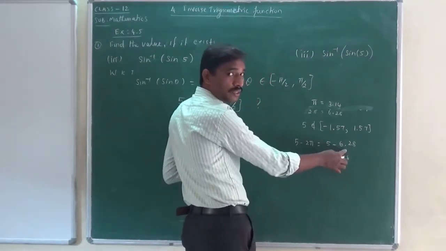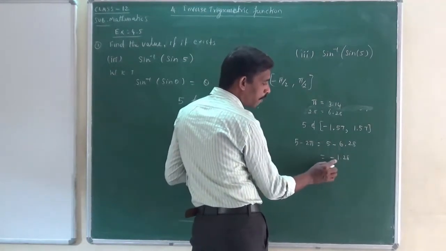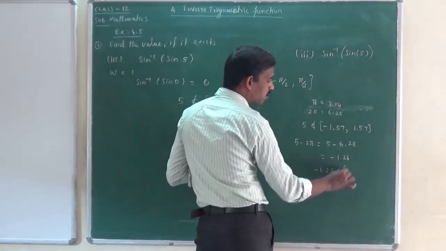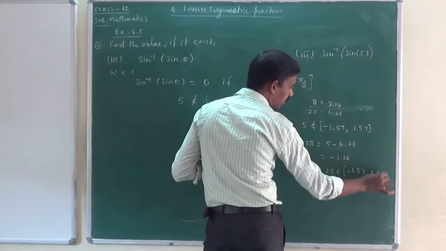Isn't it? This is the bigger one, this is the smaller one. So you want to subtract the smaller from the bigger, it will be minus 1.28. This minus 1.28 belongs to the interval of minus 1.57 to plus 1.57.